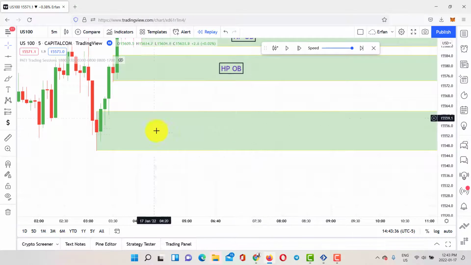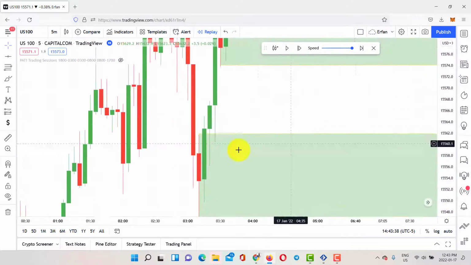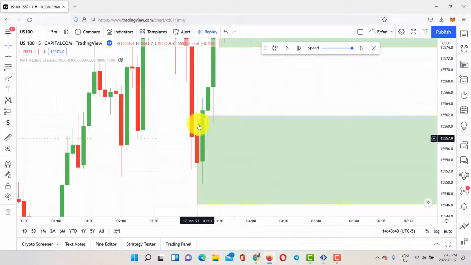Whereas this one is a low probability order block, and the reason is that after this red candle here, we had this spike, we had this bullish engulfing candle, and then the next candle after that opened inside the order block, and there is no gap left here.